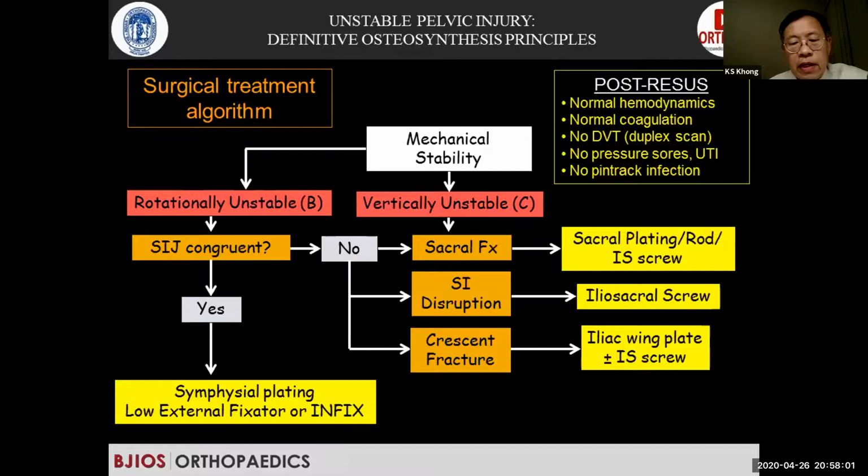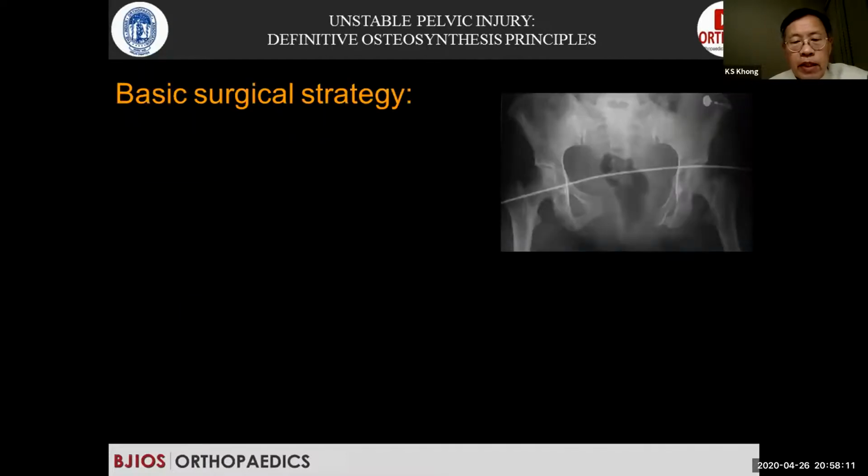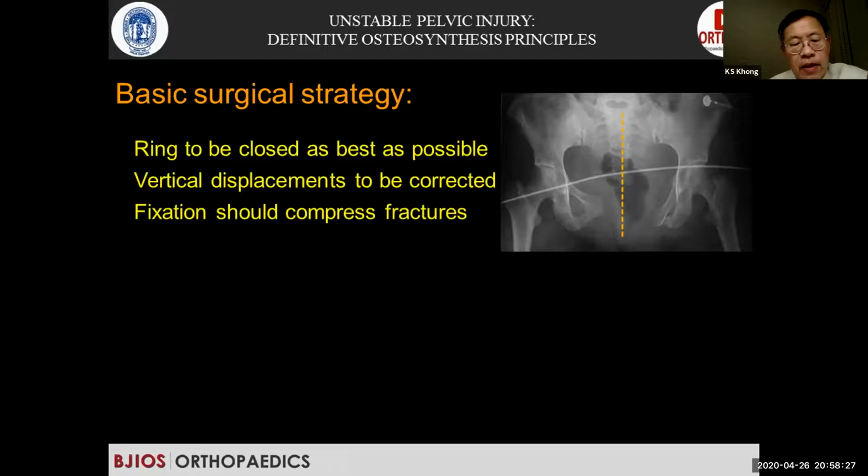And finally, everything leads to rehabilitation. So all this must bring the patient right through the hospital period, hopefully in one go and not multiple surgeries. So the basic surgical strategy would be to close the ring as best as possible. All vertical displacement should be corrected to avoid limb length discrepancy and neurovascular traction.